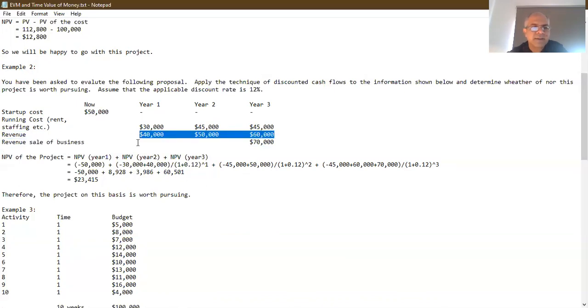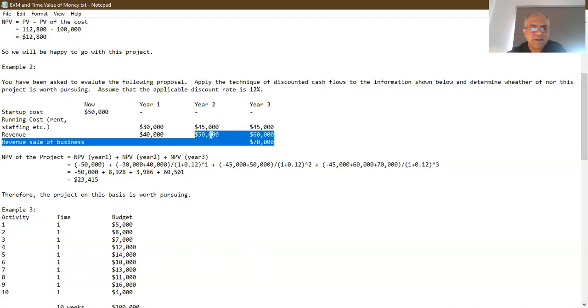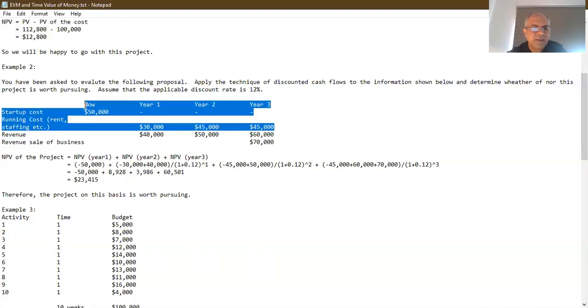And lastly, let's assume that at the end of the third year, we're going to sell off this project, and we will be able to sell it off at $70,000. So again, this is money that is coming into our pocket. Right, so these two rows are money that is coming into our pocket, and these two rows are money that is going out.